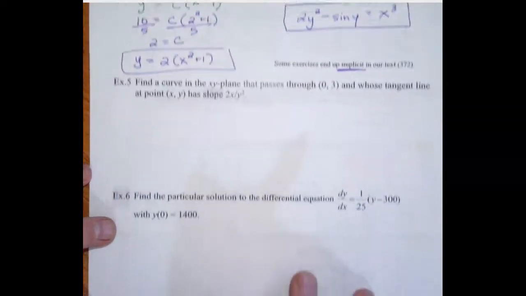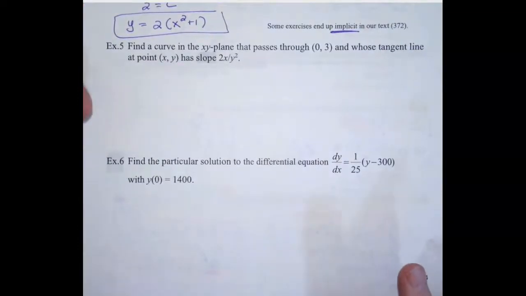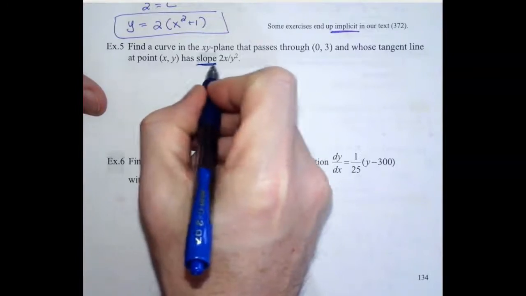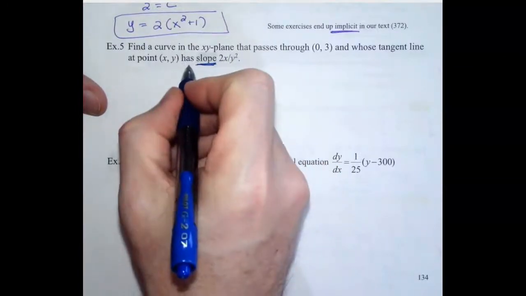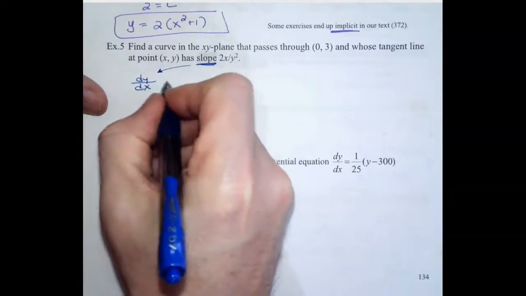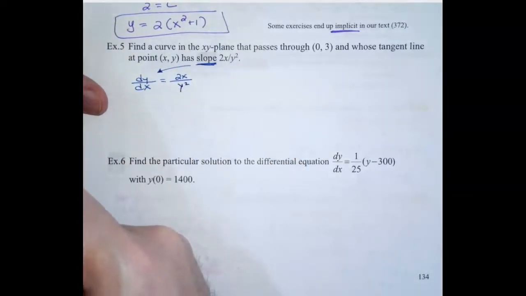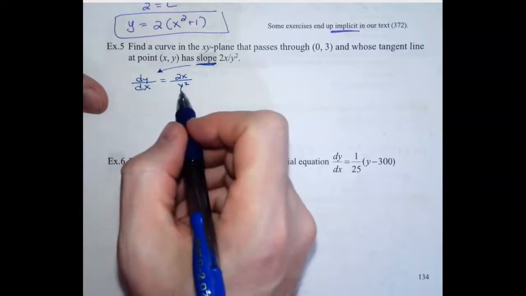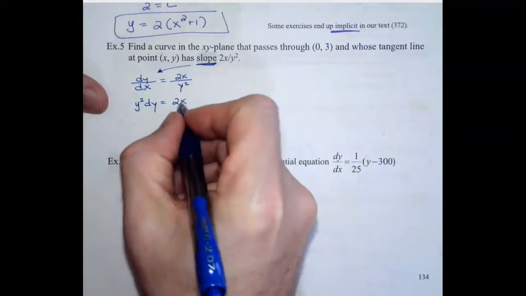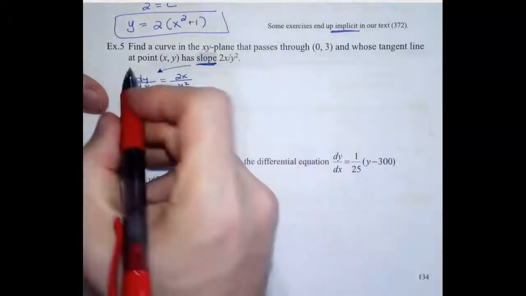Okay, so let's take a look at these two. This is worded slightly differently, but it's basically the same thing. Your clue here is that they're telling you that the slope is determined by this. So when you see that, you can go, okay, that's going to be dy dx equals 2x over y squared. So now we're going to separate, so multiply, that's going to be y squared dy and 2x dx. Okay, and then we're going to integrate.